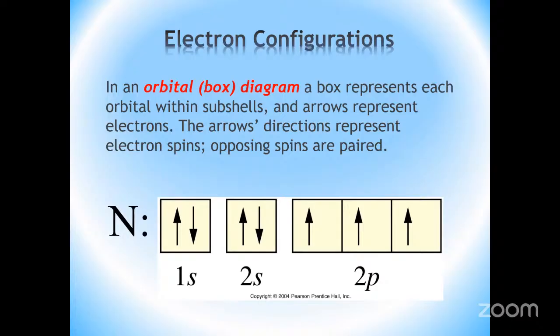Now, if I were to write down the SPDF notation for this, it would be 1s2, 2s2, 2p3. So that would be how you would represent the electronic configuration using the SPDF notation.